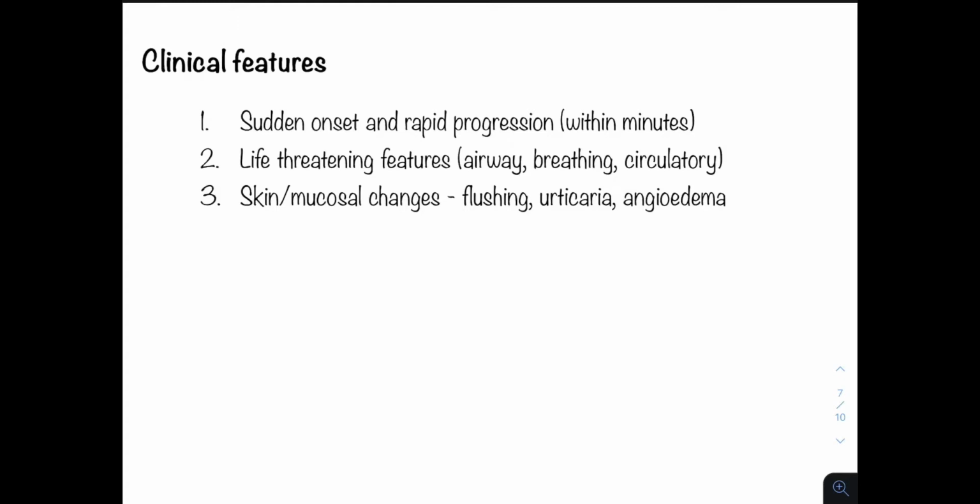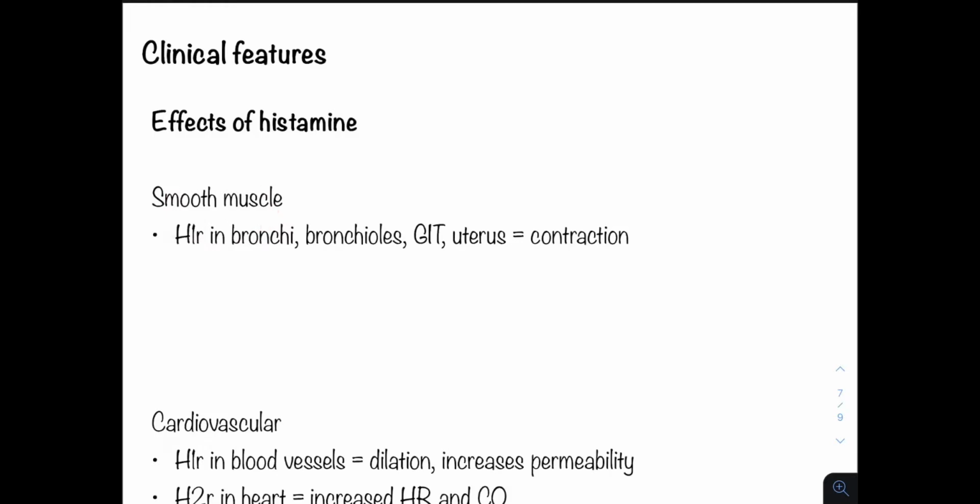So let's look at the clinical features of anaphylaxis. Remember, we mentioned that if a patient presents with this criteria, you can be certain of a diagnosis of anaphylaxis. So this includes clinical features involving the airway, breathing, and circulation, as well as mucocutaneous changes, including flushing, urticaria, and angioedema. To understand this, you need to know the effects of histamine. So let's discuss that. Let's start with the smooth muscle.